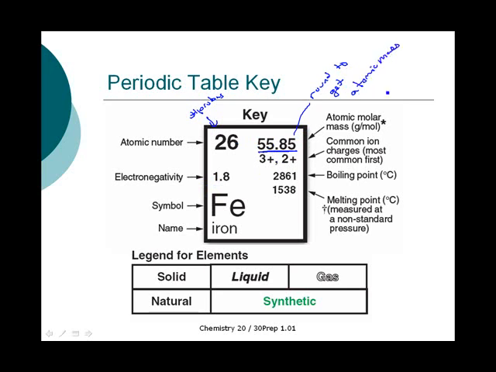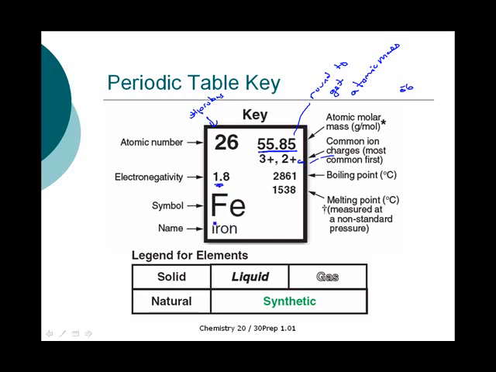So in this case for iron, this is describing iron. Most iron has an atomic mass of 56. We'll be talking about these ion charges a little bit later. Notice the boiling point and melting points are listed for each element. Electronegativity we're going to be talking about, and then the symbol and the name.